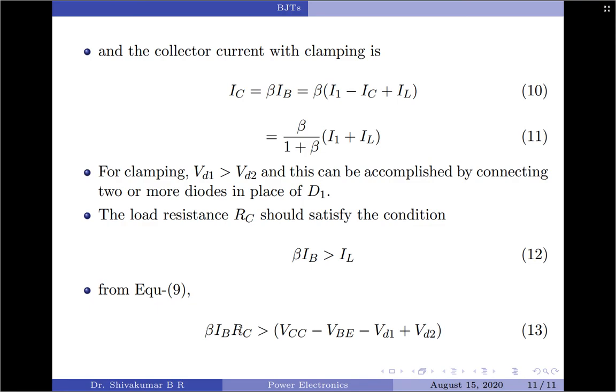Now, to conclude, the clamping action results in a reduced collector current and almost elimination of the storage time. At the same time, a fast turn on is accomplished. However, due to increased collector to emitter voltage, the on-state power dissipation in the transistor is increased, whereas the switching power loss will be decreased. So that is about the different base drive control techniques of a BJT.